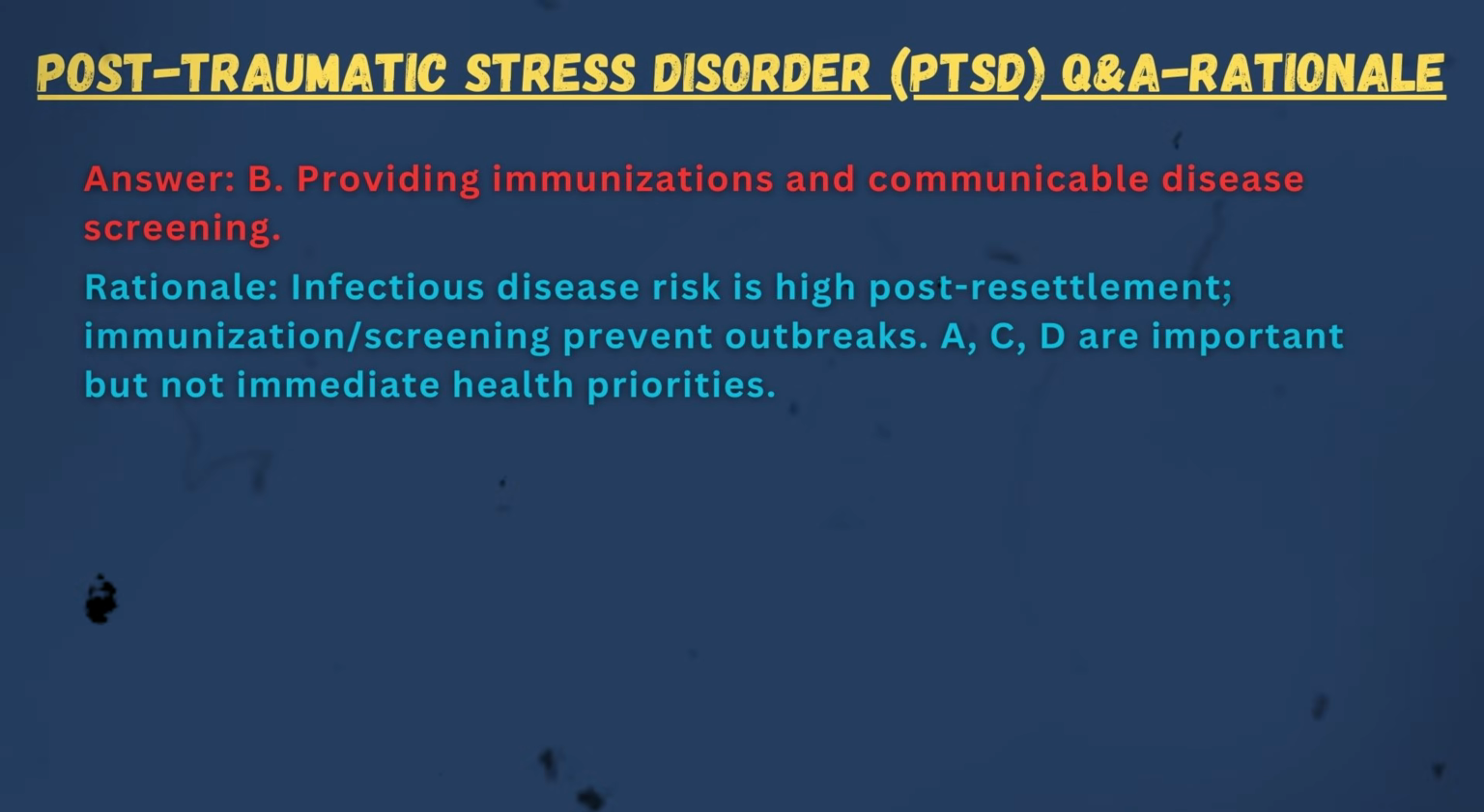Answer: B. Providing immunizations and communicable disease screening. Rationale: infectious disease risk is high post-resettlement. Immunization and screening prevent outbreaks. A, C, D are important but not immediate health priorities.